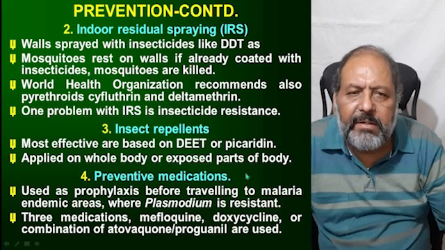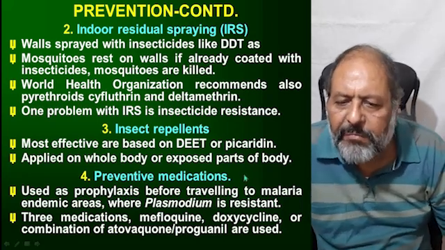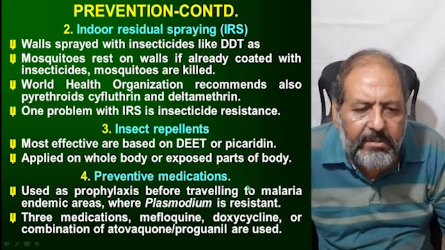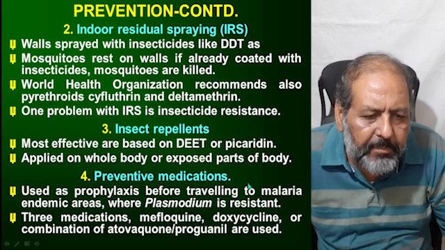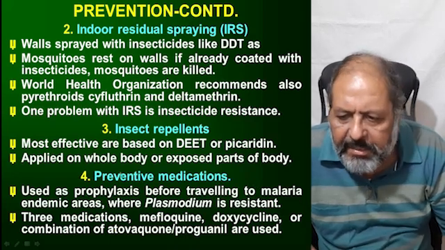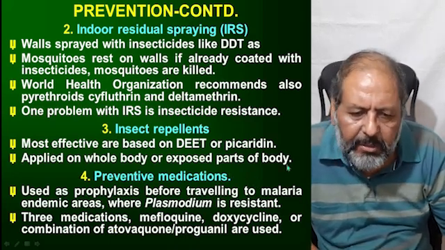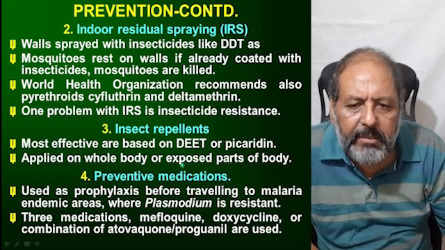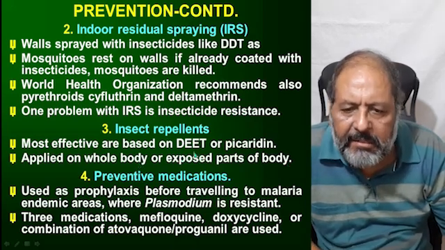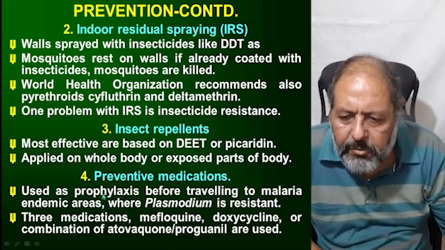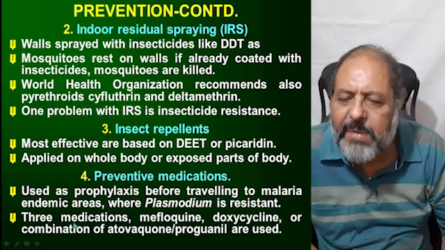Number 3 is insect repellents. Most effective are based on DEET or picaridin, chemical applied on the whole body or exposed part of the body so that it repels the insect and the mosquito. Number 4, preventive medication.